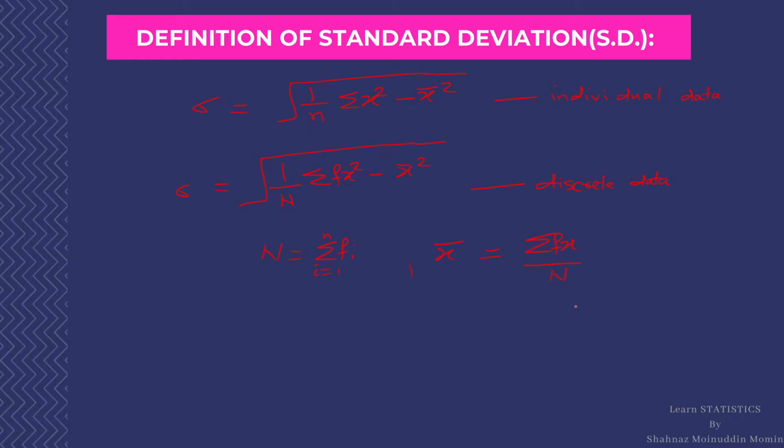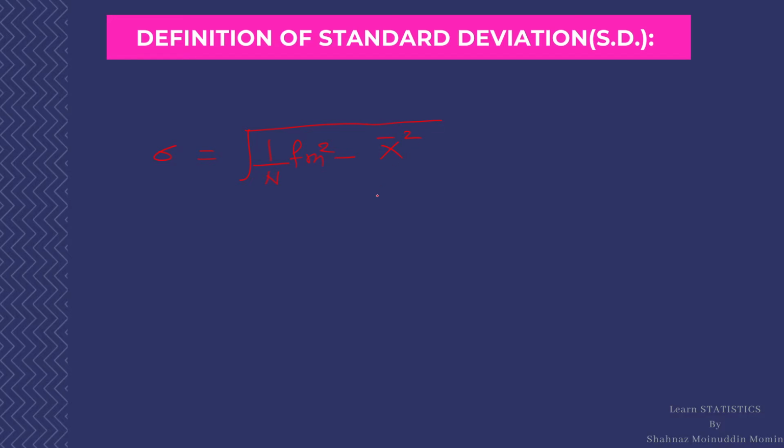Now the remaining one type of data is the continuous data. In the continuous data, how do we calculate the standard deviation? In this case, standard deviation is sigma equal to square root of 1 upon n summation f into m square minus x bar square.